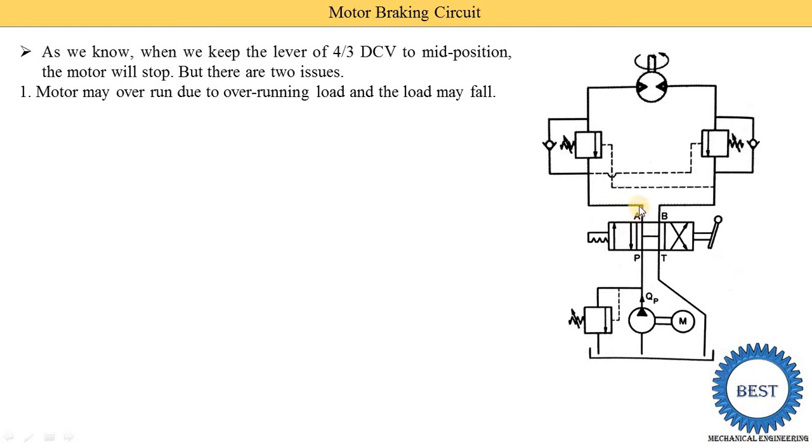Oil entering from the A port is directly supplied to the motor, and this part is not there. In the same way on this side, oil coming from the B port is directly supplied to the motor, and this part is not there. At that time we face two issues. The first one is that the motor may overrun due to overrunning loads. An overrunning load means the load is moving in the same direction as the actuator. It is called an overrunning load. And the load may fall, meaning the load is moving in a downward direction and may fall.